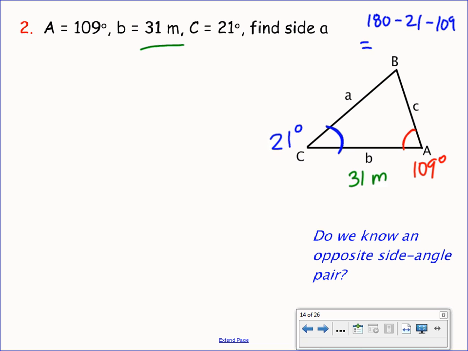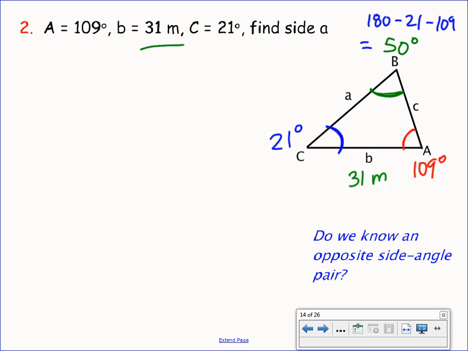What's angle B? Angle B in green is going to match side length B, and I'll have a complete opposite side angle pair. Then I can use law of sines. So angle B is 180 minus 109 minus 21. Oh gosh, math is hard. That's 110, 130, so 50. You guys getting 50 degrees? Awesome. Now I have an opposite side angle pair.